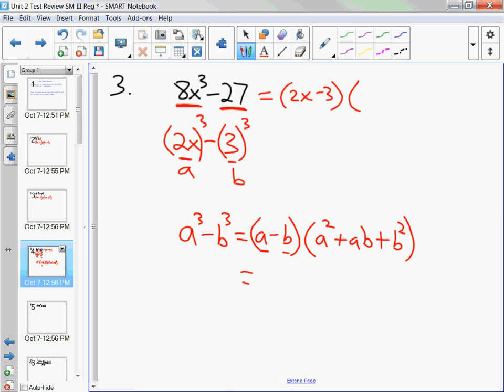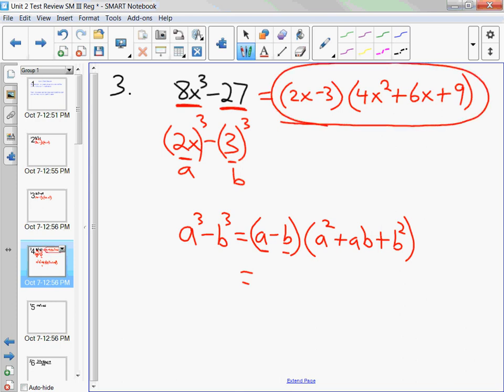And then you're going to take a and square it. So a is 2x, so you're going to go 2x times 2x is 4x squared. And then you're going to multiply a times b. That would be 2x times 3, which would be 6x. And then you're going to multiply b by itself. It's b squared. So 3 times 3 is 9. And that problem is factored. It's as far as you need to go with it.